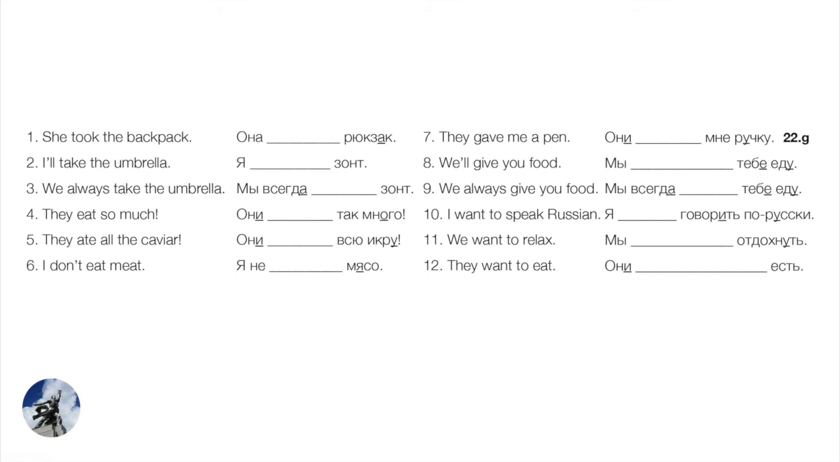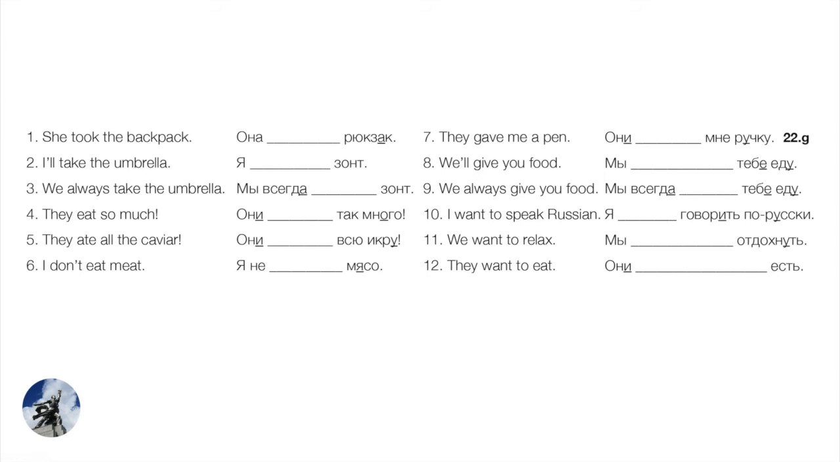Number 7, they gave me a pen. Sounds like a one-time completed action, perfective, past tense. Они дали мне ручку. They gave me a pen. Number 8, we'll give you food. Sounds like, as best we can tell, a one-time event. Let's assume that at least and say, мы дадим тебе еду. That's perfective, a one-time future action.